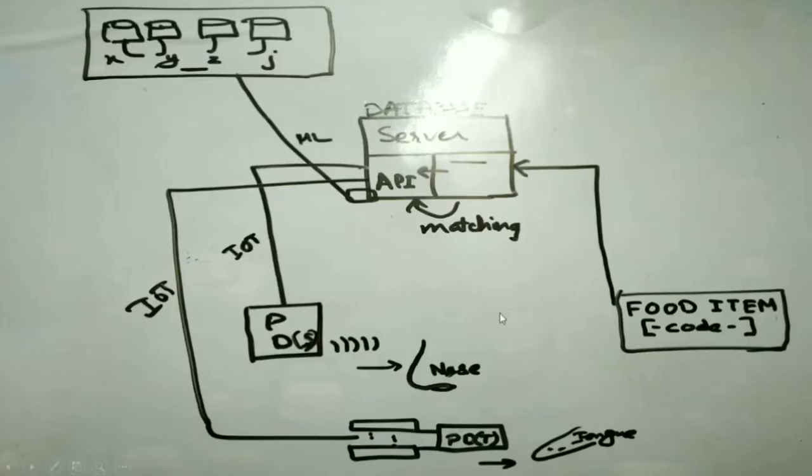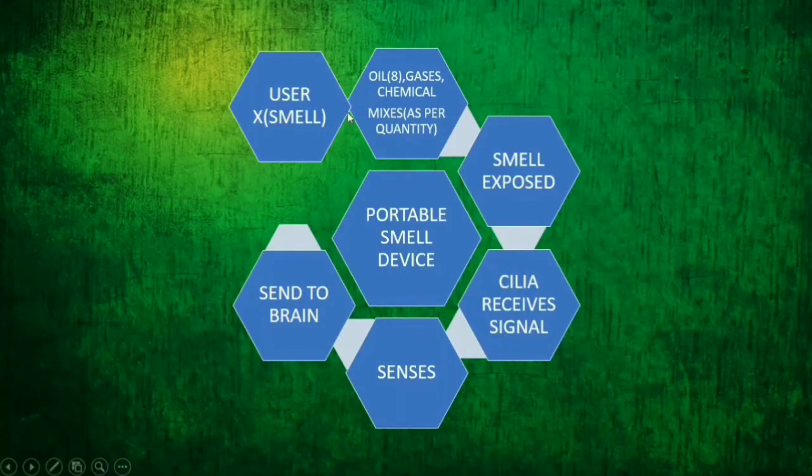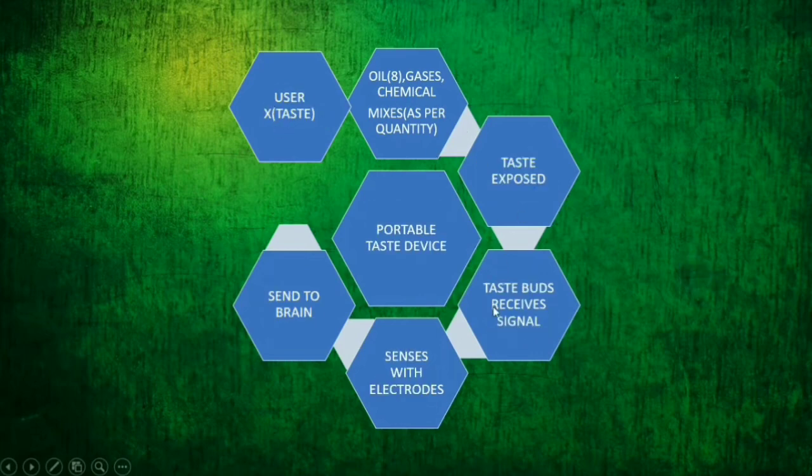And this is the basic structure: oils, amount of oil, how much storage, as I said earlier, and the food code which will go to the database, and that will go to the e-nose and e-tongue. The matching goes on here in the server with the API, validating whether that particular code is there or not, and that particular signal will be sent to the nose and tongue, which will be taken by our brain. The portable smell device, cilia receives, and here the taste bud receives pretty much the same thing. Oil, gas, eight gases or chemicals, volatile, you can take different types, patterns will be there, permutation combination again. So taste will be exposed. The taste bud receives the signal and senses with electrodes into the brain.